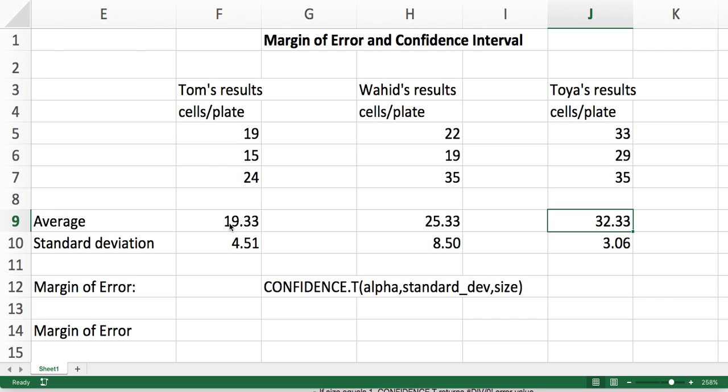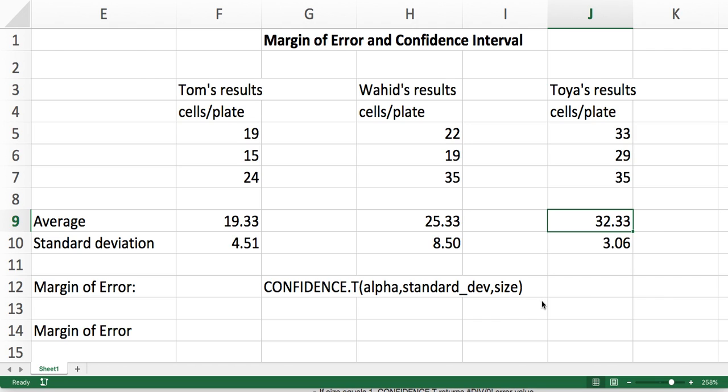So what we can say is, right, let's just simply look at the standard deviation, and here we would use a sample standard deviation, calculate the sample standard deviation. So Tom has a standard deviation of 4.51, Wahid has a standard deviation of 8.50, and Toya, she has a standard deviation of 3.06. Now, in a way, the standard deviation doesn't help us because it tells us just simply what is the spread here.